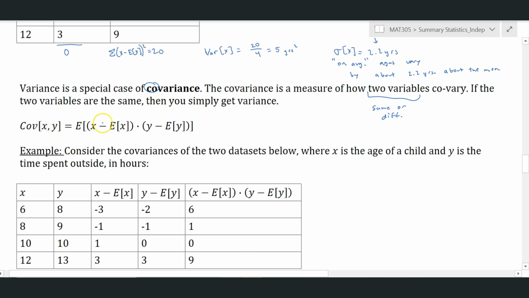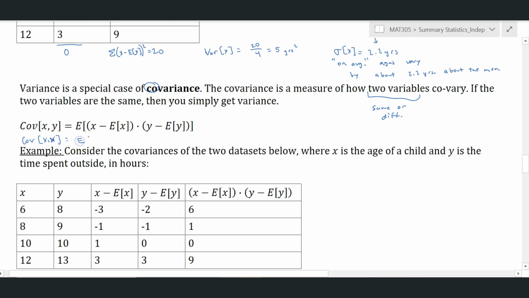So for two different variables, rather than take x minus the expected value of x quantity squared, you multiply x minus the expected value of x times y minus the expected value of y. You'll see how this actually is a very useful measure. It does indicate the extent to which two variables covary, but I just wanted to point out that if the two variables are the same, you'd still use the same formula.